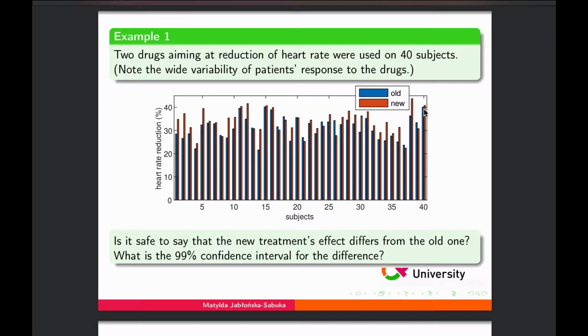So the question in this problem is: is it safe to say that the new treatment's effect differs from the old one? We don't ask is it better or worse, we just ask whether it differs. So it's a two-sided test verifying whether the difference between the two treatments is zero. And then we ask what is the 99% confidence interval for the difference.